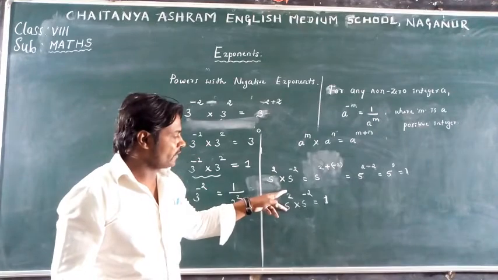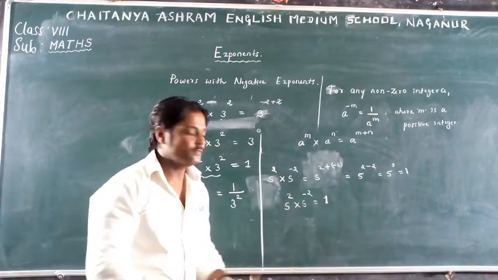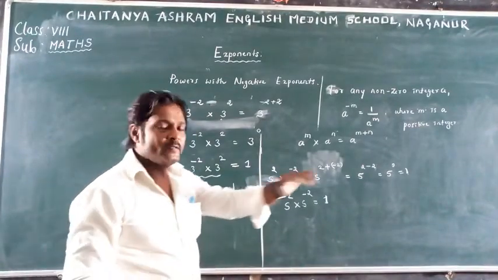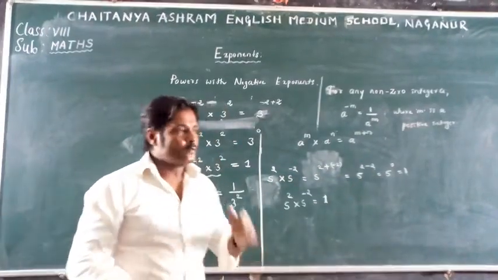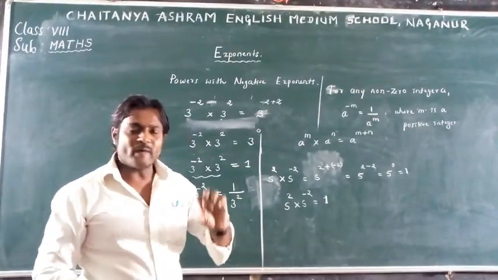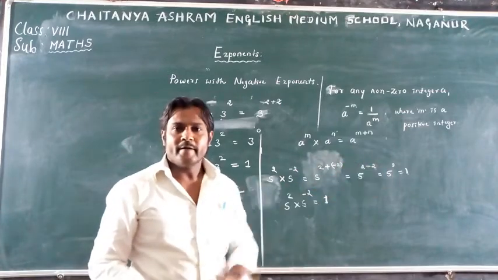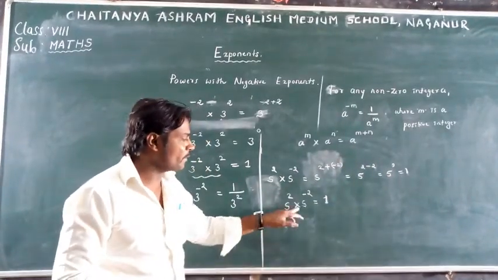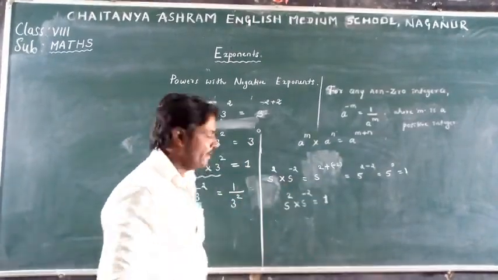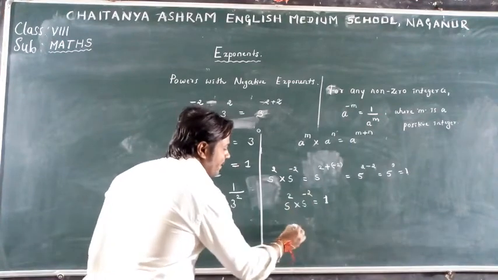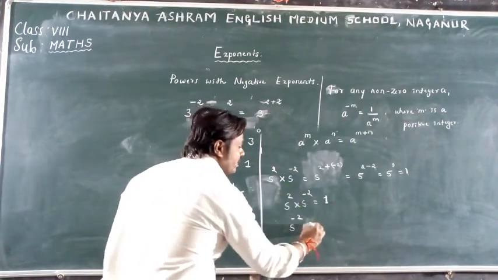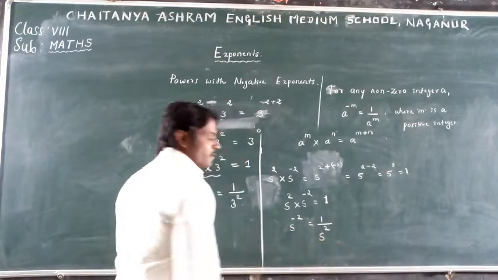Here it is a product. Shift this positive exponent to the other side, and that becomes division. We studied that last year: when we solve a simple linear equation and shift one term to the other side, its sign changes. When it is in product form, it becomes division on the other side. So keep this negative exponent as it is and shift this positive exponent to the right side. That becomes 1 divided by 5 to the power 2.